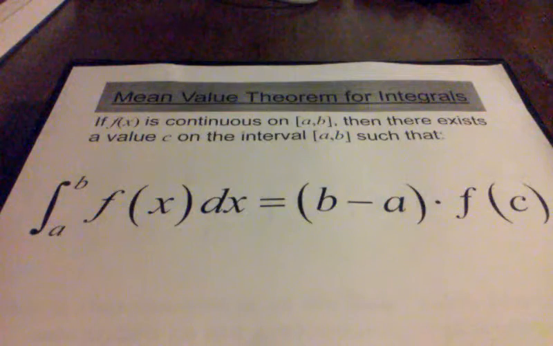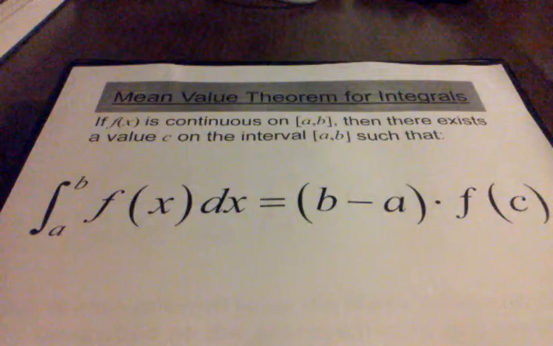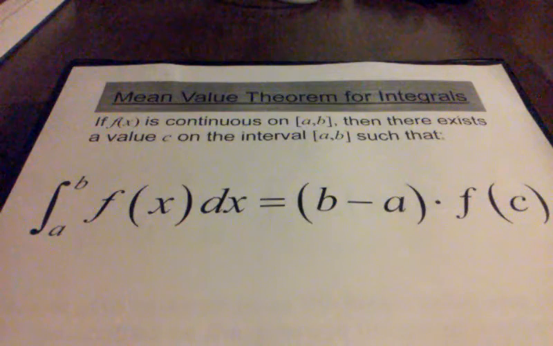Alright guys, this lesson is on the mean value theorem for integrals. If you remember, there was a mean value theorem for derivatives, and what it said was that if you had an interval a to b, then there is a point c between a and b, such that the slope of the secant line between a and b is equivalent to the derivative at that point c. That's what the mean value theorem for derivatives said.